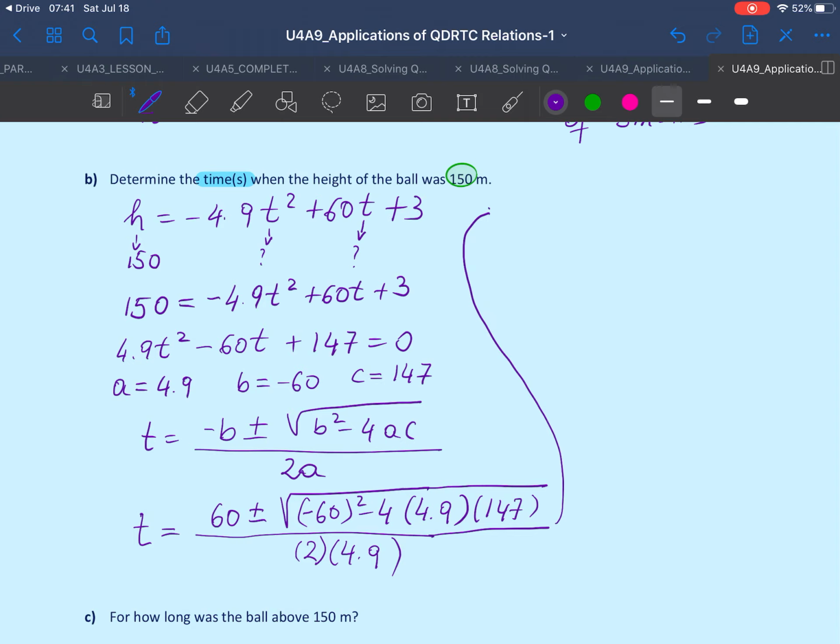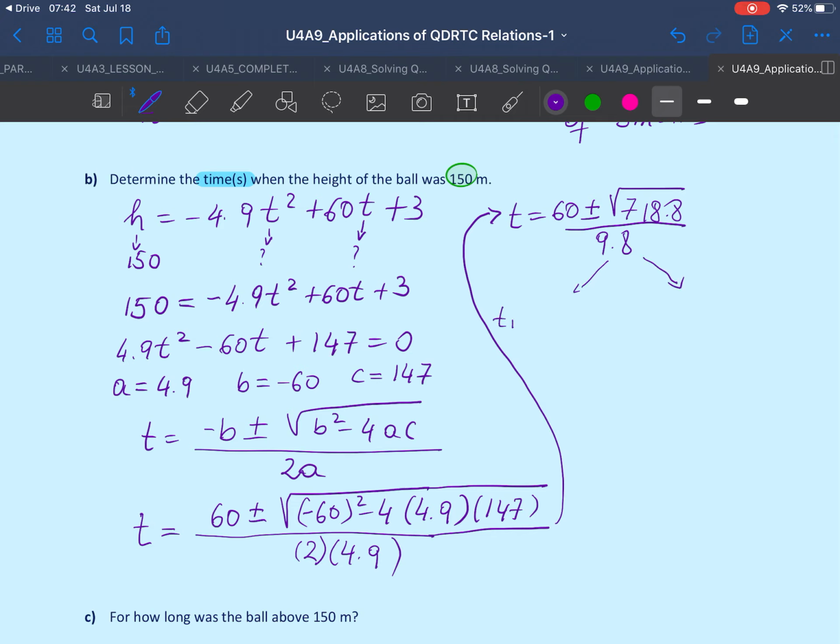So I'm going to use the calculator to find what the expression inside the radical is. So I write down here t equals 60 plus or minus, and we got 60 squared in here, minus 4 times 4.9 times 147, which equals 718.8, and that is square rooted, and then divided by 9.8, which is 2 times 4.9, right? So now we have to find the values of t.